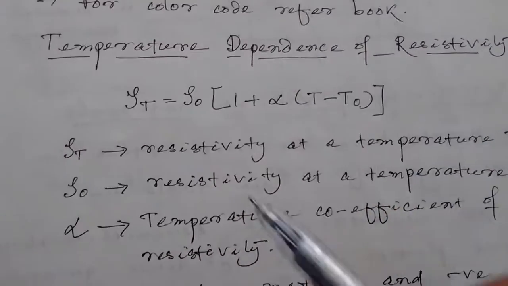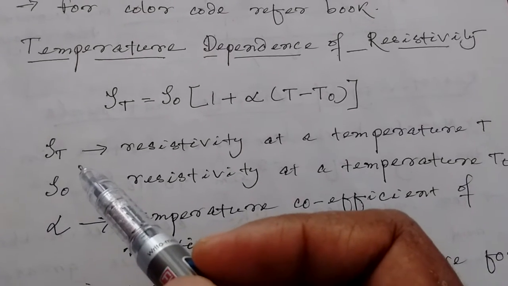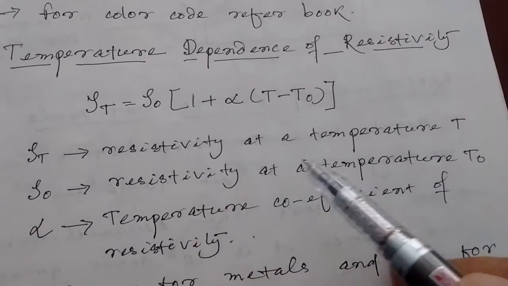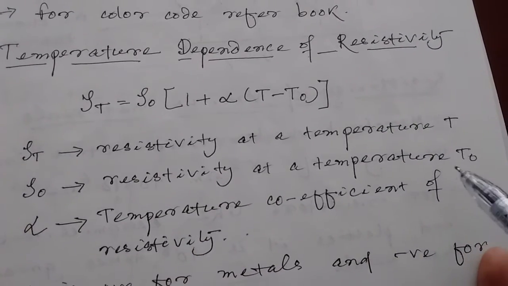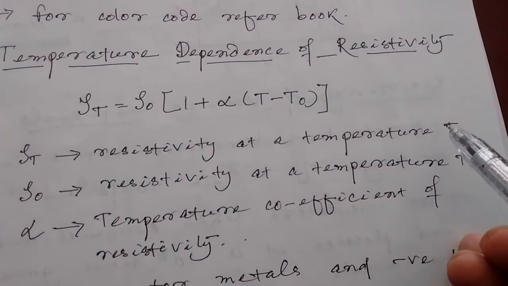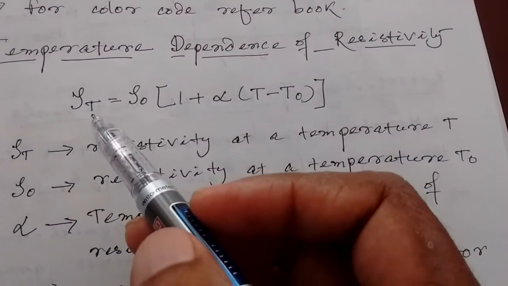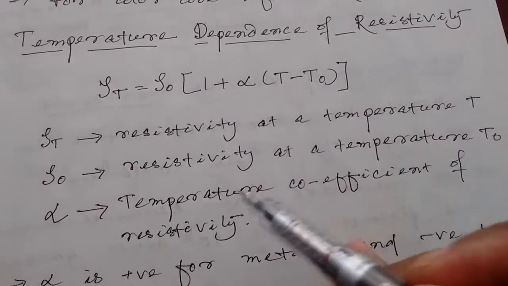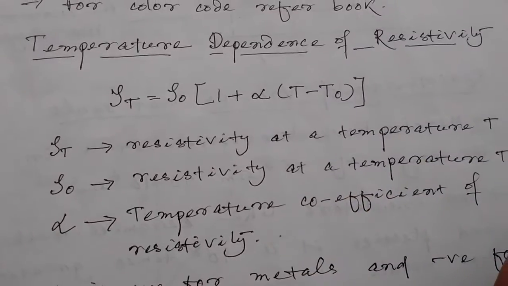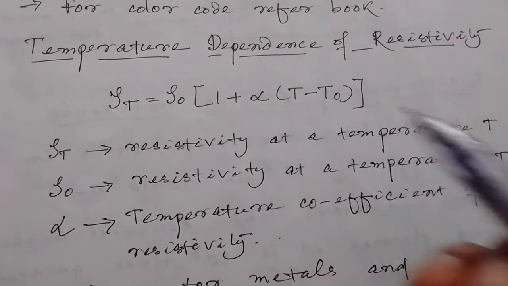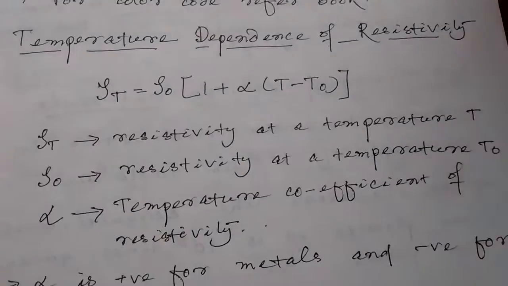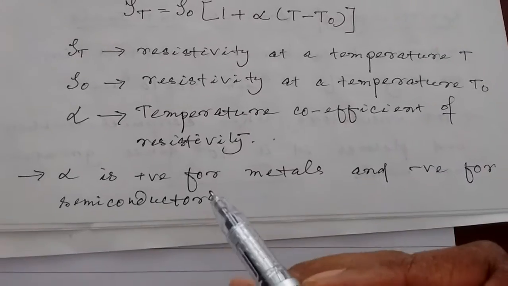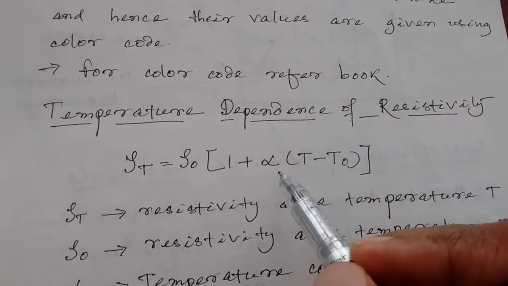Okay, now rho T is nothing but resistivity at a certain temperature T. Rho naught is resistivity at a temperature T naught, that means initial temperature. It could be any value, and T is something different. Alpha is called temperature coefficient of resistivity. It is constant for a material, and T minus T naught is nothing but change in temperature. This is the formula, nothing else. Okay, from the formula you can see alpha is positive for metals and negative for semiconductors. Alpha is positive for metals.